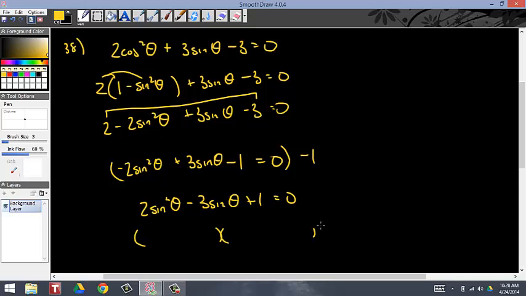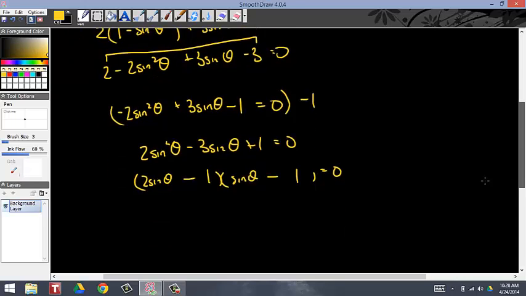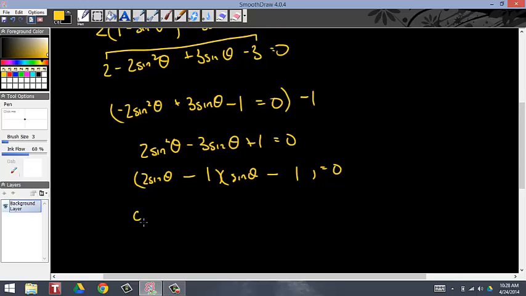I am going to factor this out. I have a 2 sine theta and a sine theta. What two numbers multiply to 1? 1 and 1. What are the symbols going to be? Negative, negative, right, because it goes negative, positive like that. Okay, so now we've got sine theta equals 1/2. Sine theta equals 1.